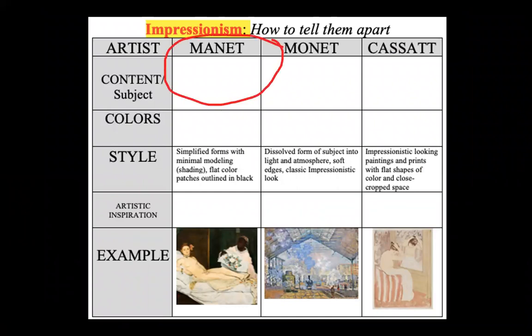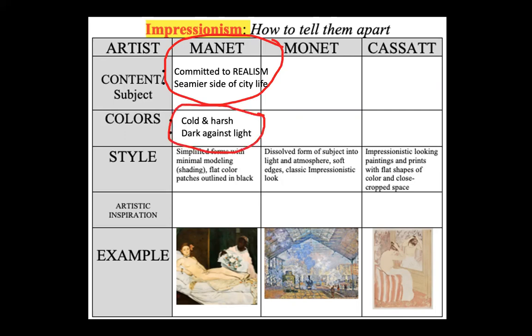Again, Monet kind of bridges between realism. So he's connected to realism, and he's really depicting the seamier side of city life. The colors, cold and harsh. He's using a lot of contrast, a lot of dark against lights. His style, simplified forms, minimal shading, right? No chiaroscuro being used. Flat color patches outlined in black. And his inspiration is just modern life.